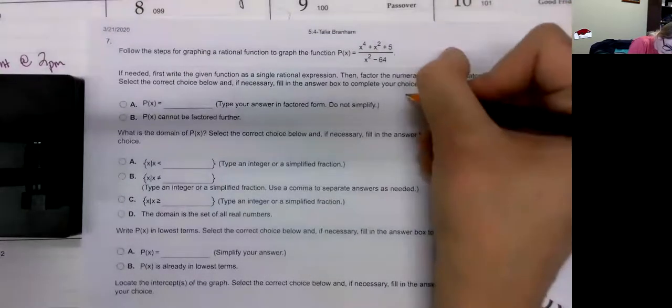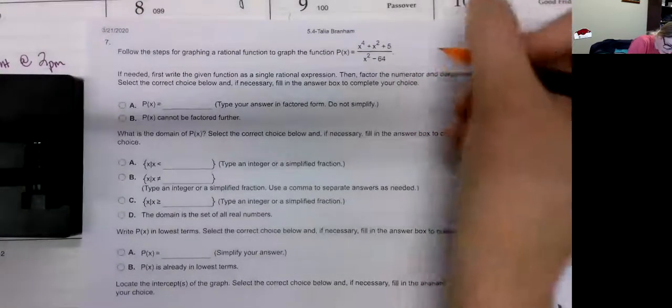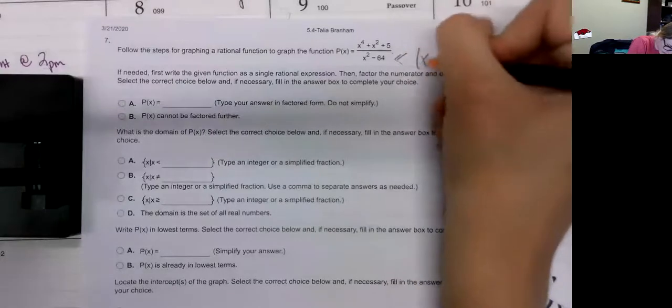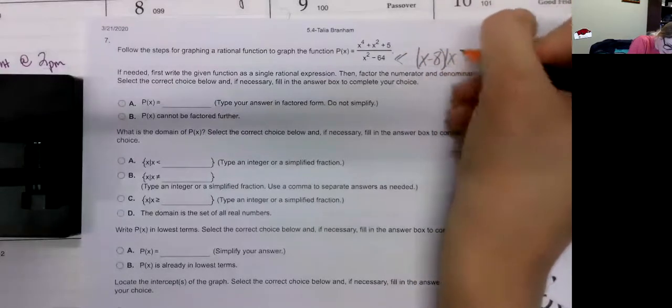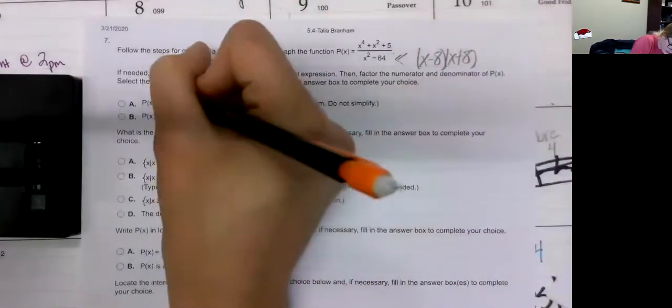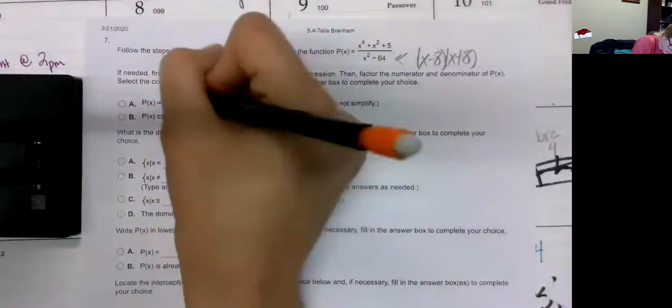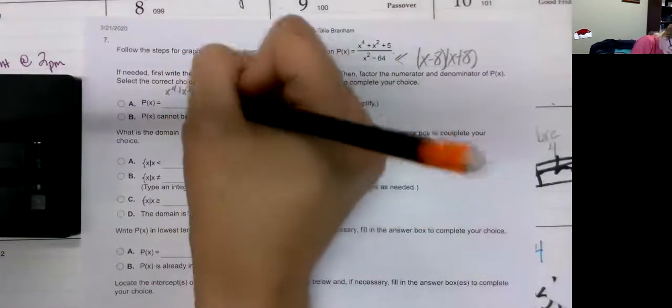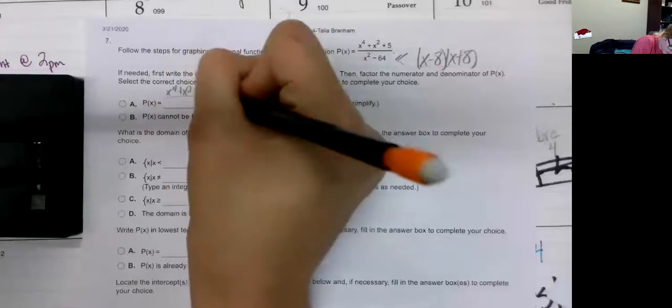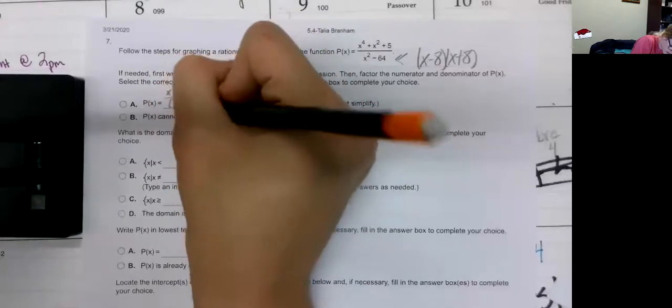So we have, this is the difference of 2 squares, so it factors to x minus 8 times x plus 8. But the top stays the same, so x to the 4th plus x squared plus 5 all over x subtract 8 times x plus 8.